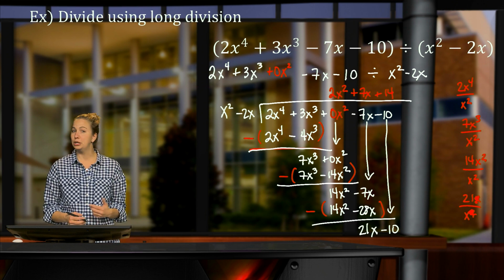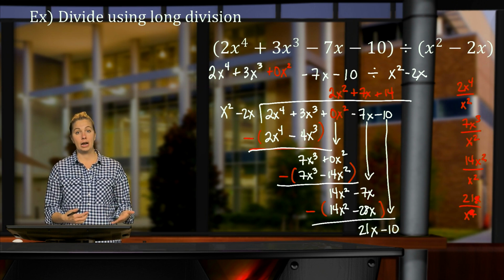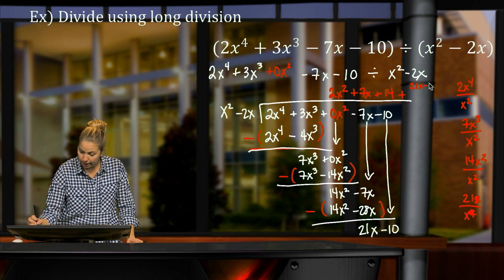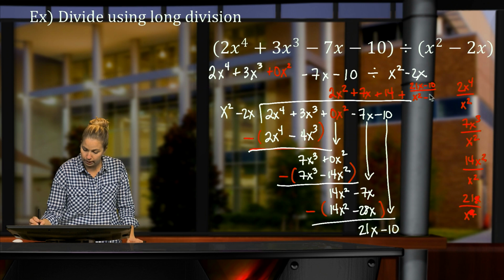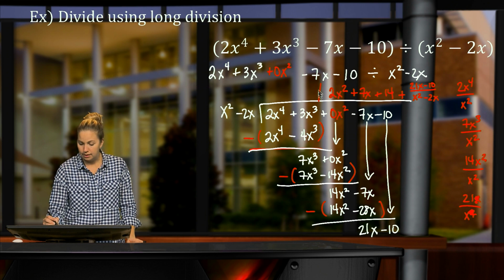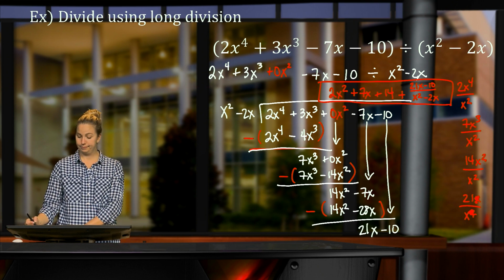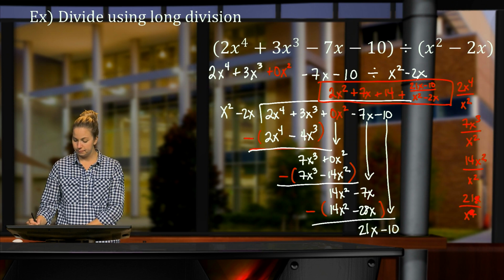If you remember, we no longer write remainders with the capital R. Now we write it as a rational expression. This is 21x minus 10 divided by x squared minus 2x. And this is our entire answer when we divide. It's called the quotient. Yeesh, that's a long problem, isn't it?